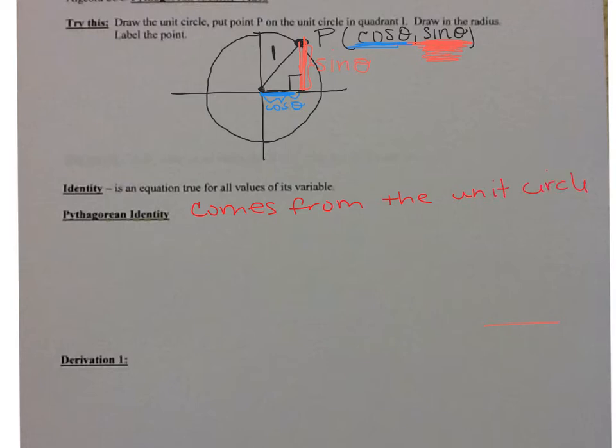So obviously, if it's the Pythagorean identity, it must have something to do with the Pythagorean theorem, which is a squared plus b squared is equal to c squared. Now, remember, c is your hypotenuse. So using your unit circle, which side is the hypotenuse? Remember, the hypotenuse is opposite your right angle. So your hypotenuse is 1. So that's 1 squared.